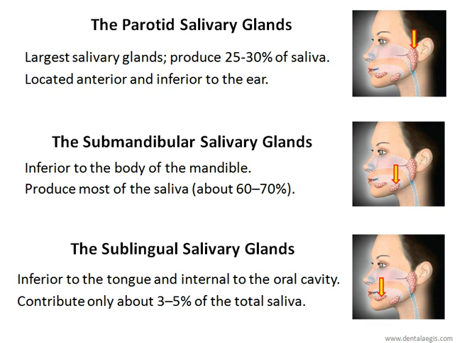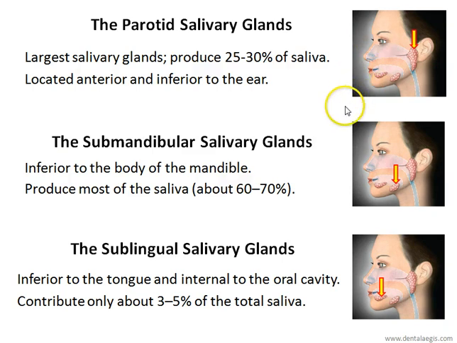Now there are 3 pairs of extrinsic salivary glands, and they are indicated here. 1, 2, and 3. 3 on each side of the face. The largest of the salivary glands are the parotid salivary glands, indicated here, located anterior and inferior to the ear. And these produce about 1/4 of the saliva.